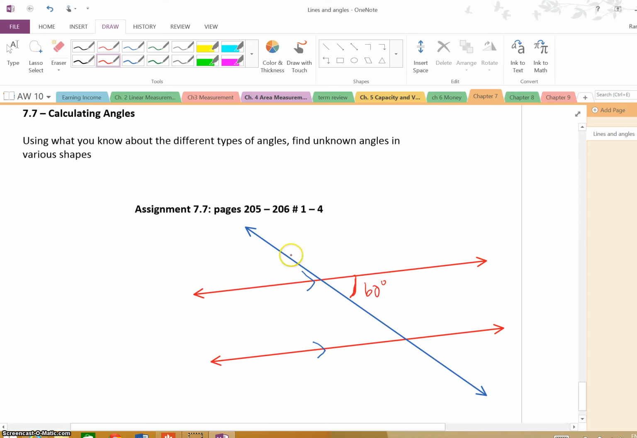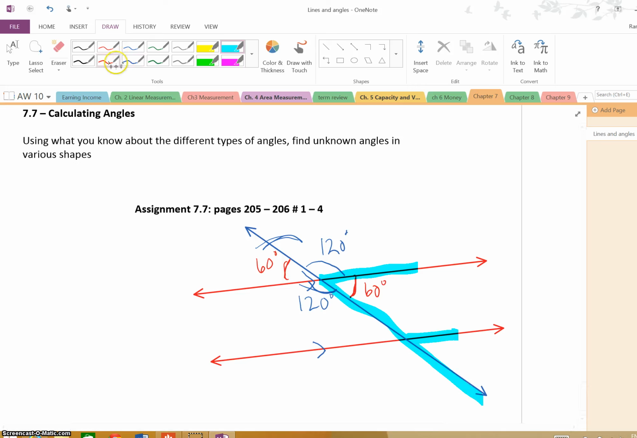So these two are alternate angles, so I know that this is going to be 60 degrees here. I know this angle right here is going to have to be 120 degrees because these two angles together will equal 180 degrees. Because that's 120 degrees, I know that this will be 120 degrees. So then if I apply the F rule, so here's my F, I know that this angle right here is also going to be 60 degrees.